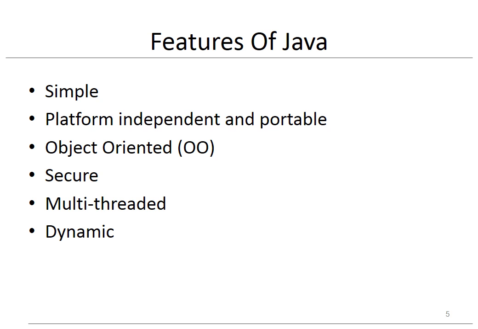Let's now take a look at the key features of Java. First of all, Java is a simple programming language. Its syntax is quite easy to learn and very similar to C or C++. Furthermore, it has lots of built-in facilities and predefined packages which will facilitate the development of software applications.